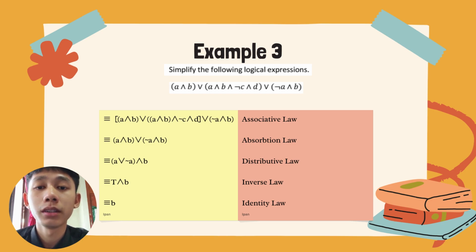In example 3, the expression is (A and B) or (A and B and negation C) or (D and B) or (negation A and B). First, we regroup the terms using the associative law. Then the absorption law allows us to remove the unnecessary part. Next, we apply the distributive law to factor out B. Since A or negation A is always true, we use the inverse law. Finally, the identity law removes the true value, leaving the simplified result B.